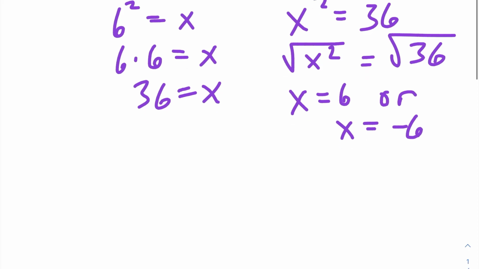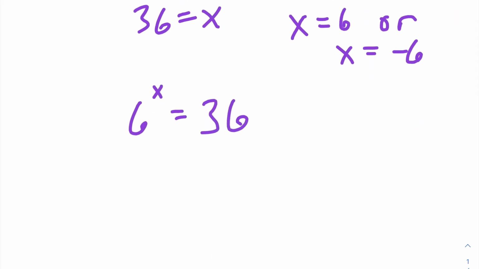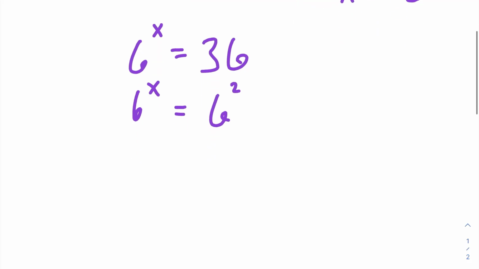But what if we wanted to find the exponent? 6 to the power of x is equal to 36. Well, we could also do that easily. We could express 36 as a power of 6. We know 36 is equal to 6 to the power of 2, so x can equal 2.